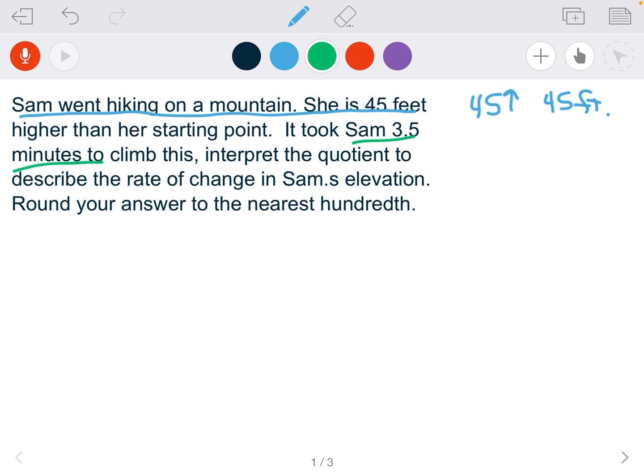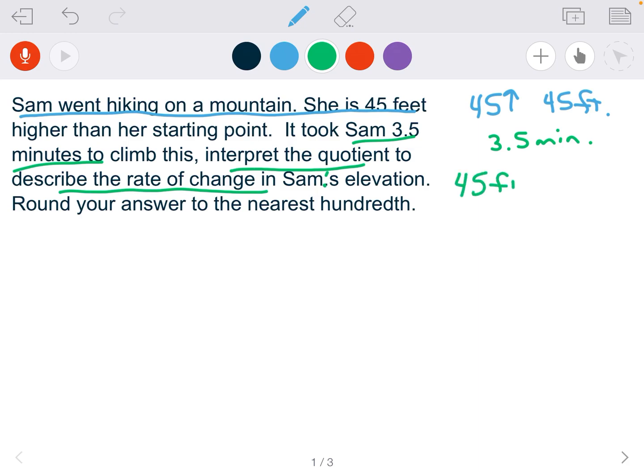It took Sam 3.5 minutes to climb this. So minutes are going forward, so 3.5 minutes. So that is also positive. Interpret the quotient, that means find the answer, to describe the rate of change in Sam's elevation. Round your answer to the nearest hundredth.